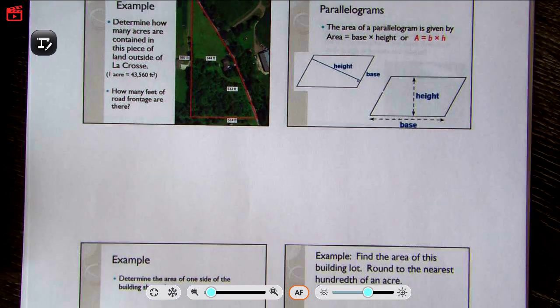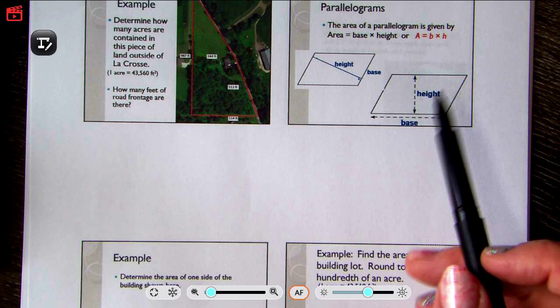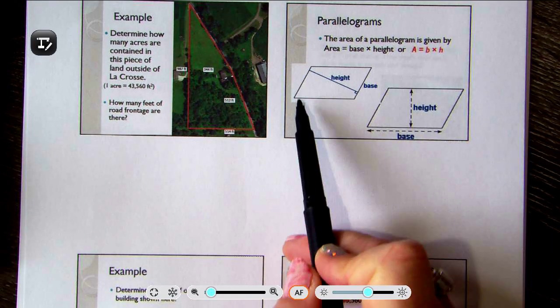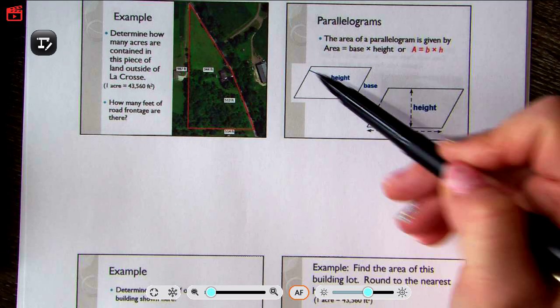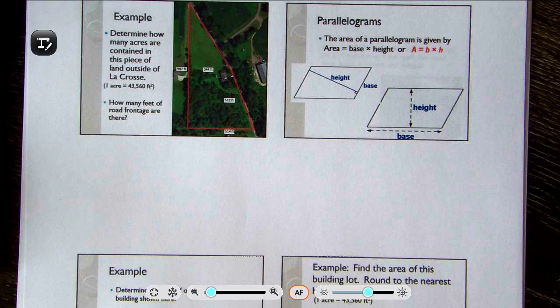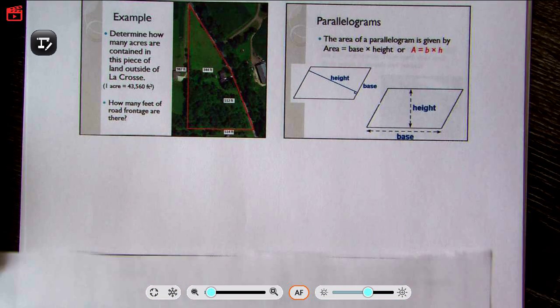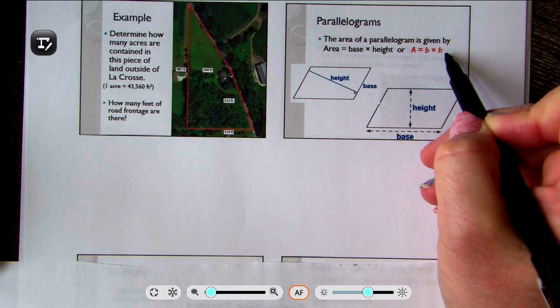The last shape we're going to do, and I'm just going to do my 2 nice examples that I can read well, is the area of a parallelogram. Now a parallelogram is when we have 2 sides that are parallel. So this and this side are parallel, this and this side are parallel. And the area of a parallelogram is that base times the height.